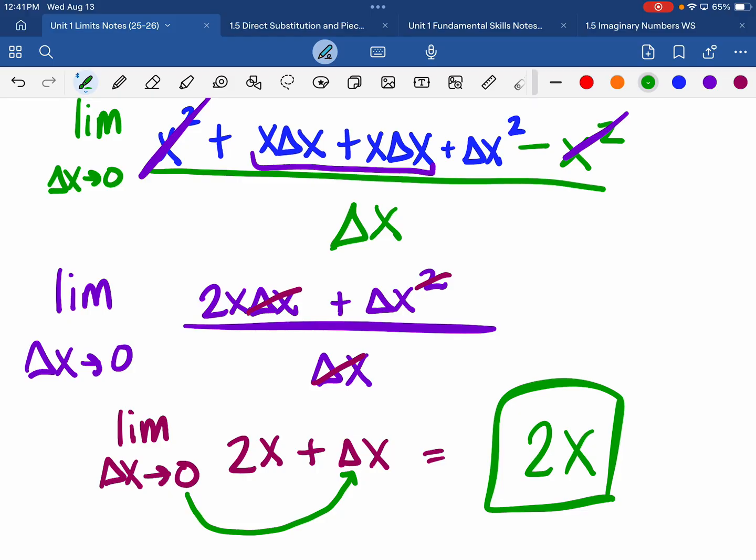Okay. What's up? Since it's still 2x, do we have to put the limit by it? Oh, good question. No, because we subbed in for the delta x.